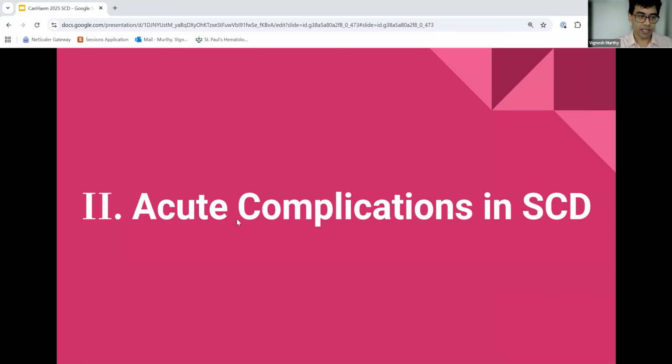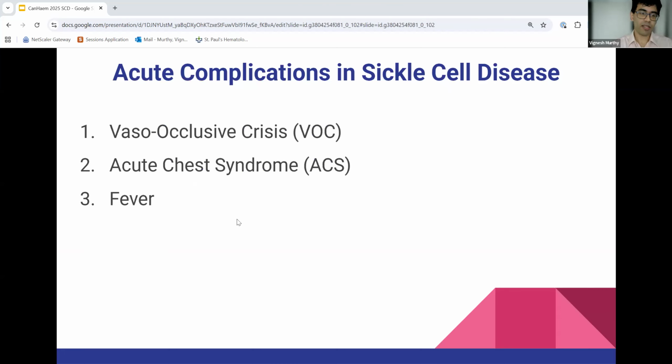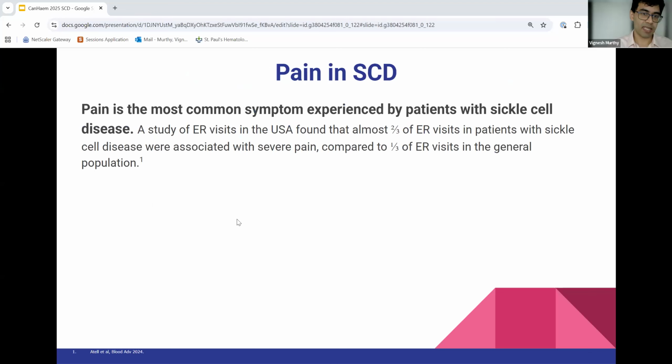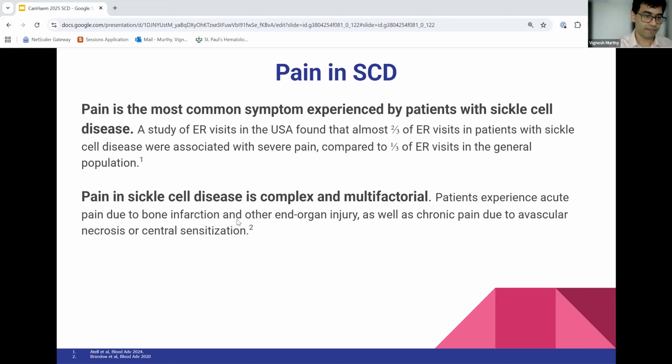Moving right along into the acute complications. I'm going to touch on three. The large focus of this talk, honestly, is going to be the vaso-occlusive crisis, but I will spend some time discussing acute chest syndrome and fever as well. So pain, taking a step back. Pain is the most common symptom experienced by patients living with sickle cell disease. In the ER, they're twice as likely to present with severe pain compared to the general population.